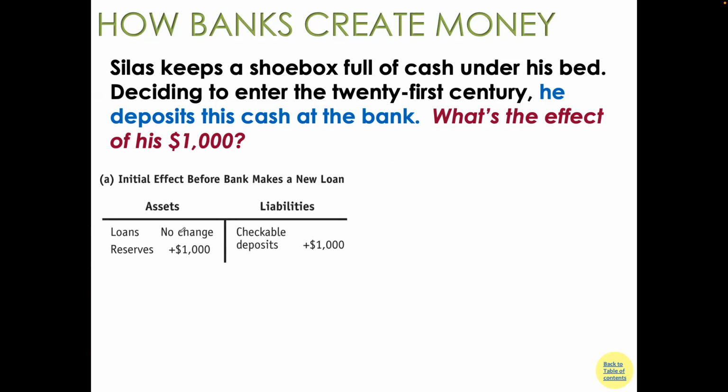Initially, before the bank makes new loans, what happened? Basically, this $1,000 of cash becomes $1,000 of checkable deposit. So the money just changed location from Silas' shoebox to where? To the bank. That's it, right? So before the bank does anything, what's the total money supply? Just think that's the only person and the only bank. What is the total money supply right now?